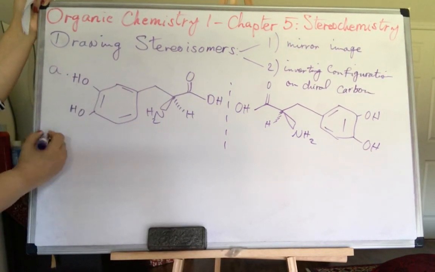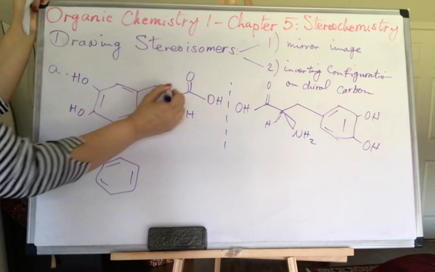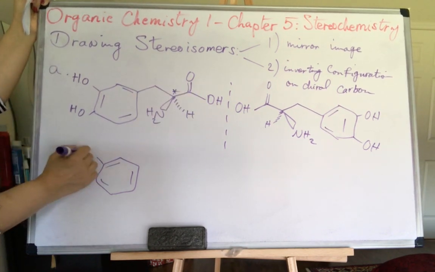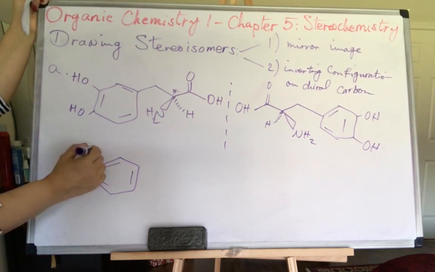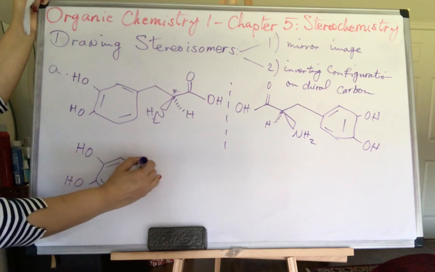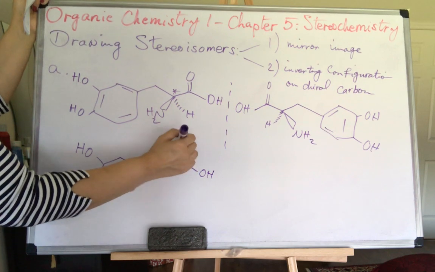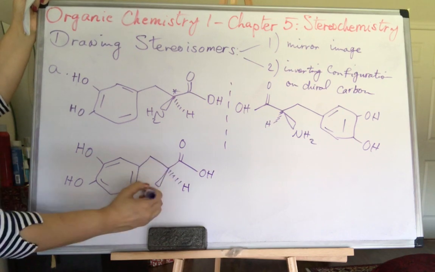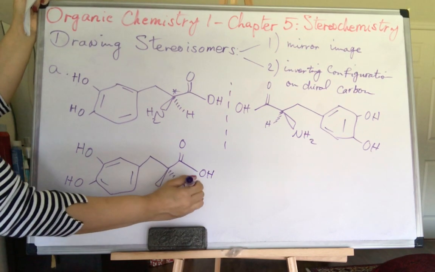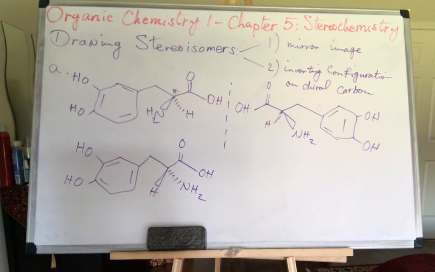Now, what if we want to use the second method, inverting the configuration? Which one is the chiral carbon? This one, of course. It's connected to 4 different groups. Don't forget, we can only play with the chiral carbon. And what did we do to invert? We just switched the location of our groups, right? That's the second method. Do the same for B and C. Super easy.